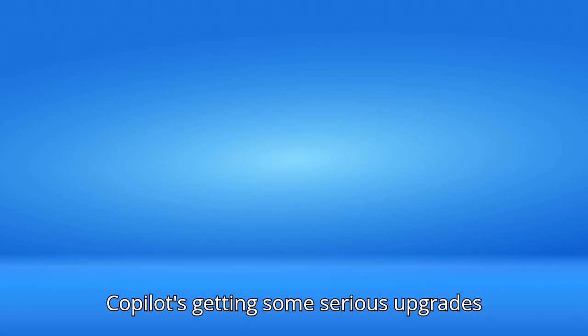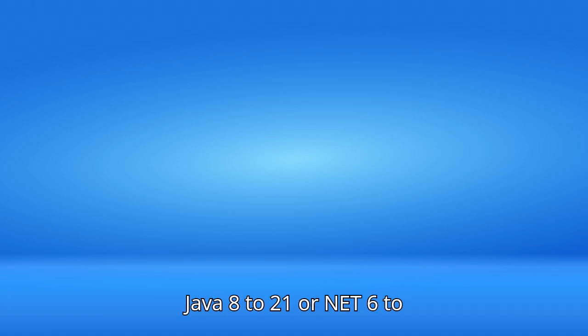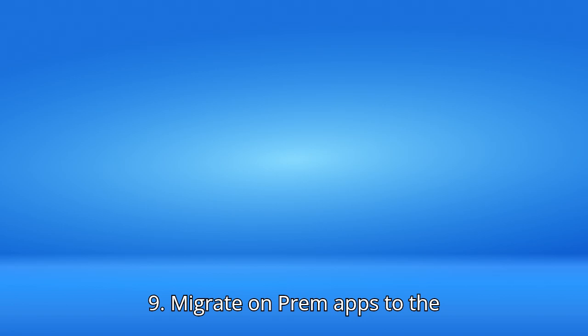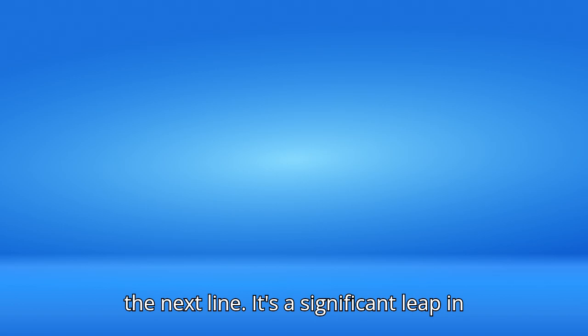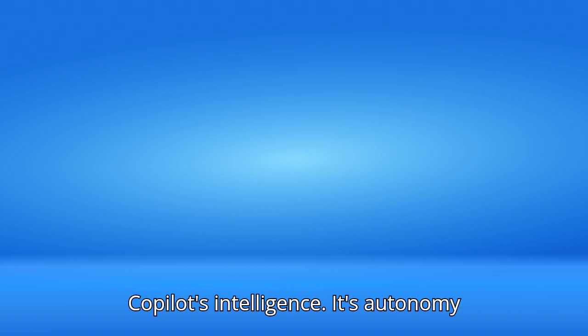And Copilot's getting some serious upgrades here. It can now update frameworks like Java 8 to 21, or .NET 6 to 9. Migrate on-prem apps to the cloud. Create plans, suggest fixes, even learn from the changes you make. That's way beyond just suggesting the next line. It's a significant leap in Copilot's intelligence. It's autonomy, really. It's moving from reactive to proactive. Precisely. Guiding and automating big parts of the development process.